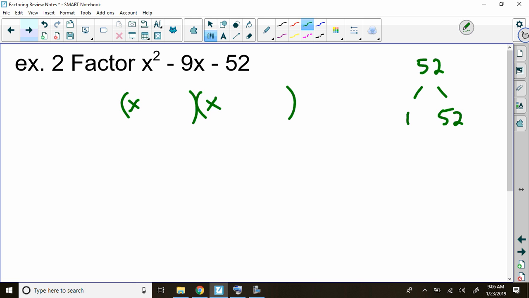1 and 52. So can I just plug a 1 here and a 52 here? Not exactly. It doesn't work like that. If I do that, remember foiling, that's going to be 1x, that's going to be 52x. Foiling has to end up equaling the term in the middle, and 1 and 52 surely aren't going to get it done. So I got to keep on looking for factors.